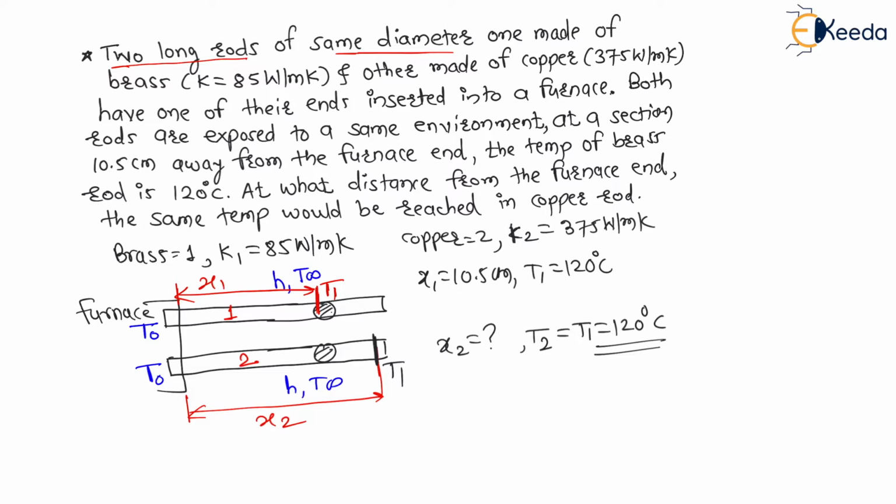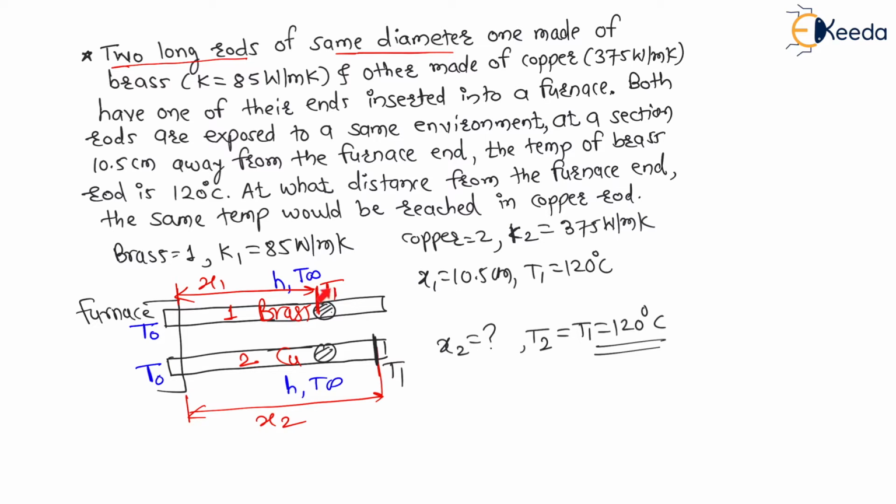Here the first one is brass and the second is copper. For brass, at a distance of 10.5 centimeter away from the furnace, the temperature is 120 degrees Celsius. Now for copper, at what distance away from the furnace end will the same temperature of 120 degrees Celsius be there, right?